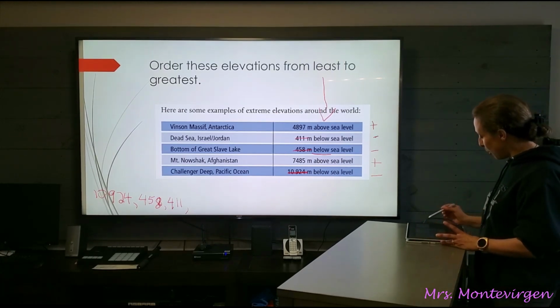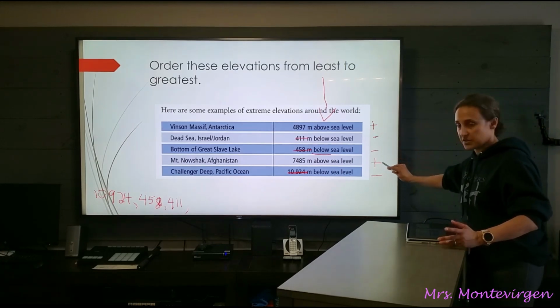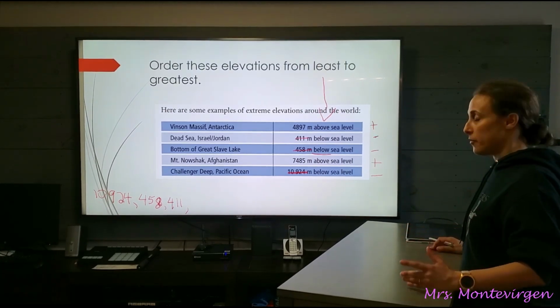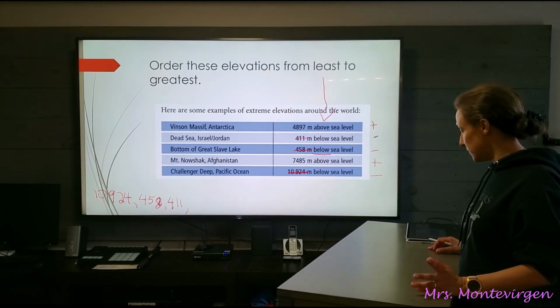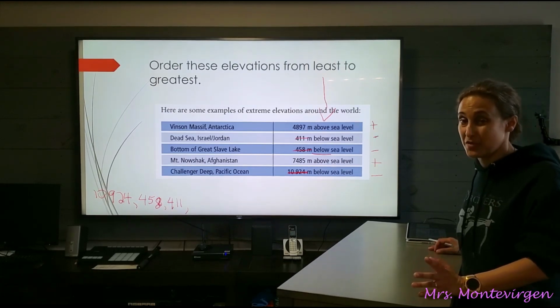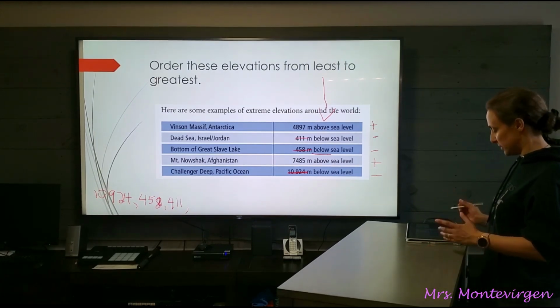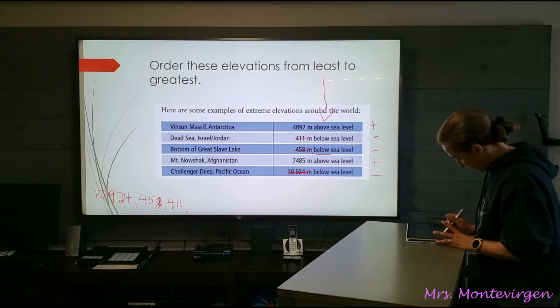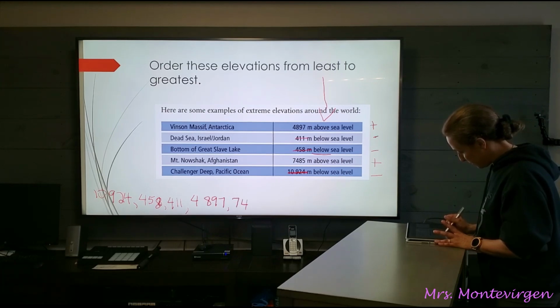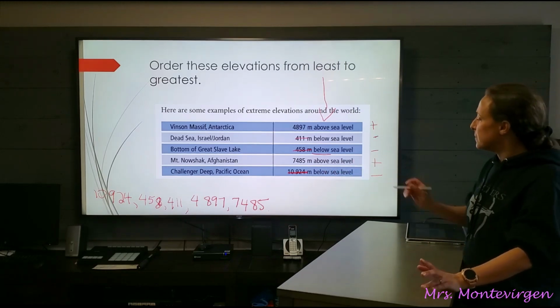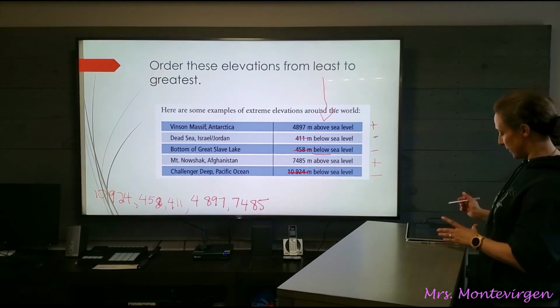Both of these are positive, so now I'm looking for the numbers that are the largest. Between 4,897 and 7,485, I want to look for the number that is the largest. In this case, it's the 7,000 number. So by process of elimination, the next number I write down in the string of numbers is 4,897, followed by 7,485. All right, and there you go. I have a string of numbers organized from least to greatest.